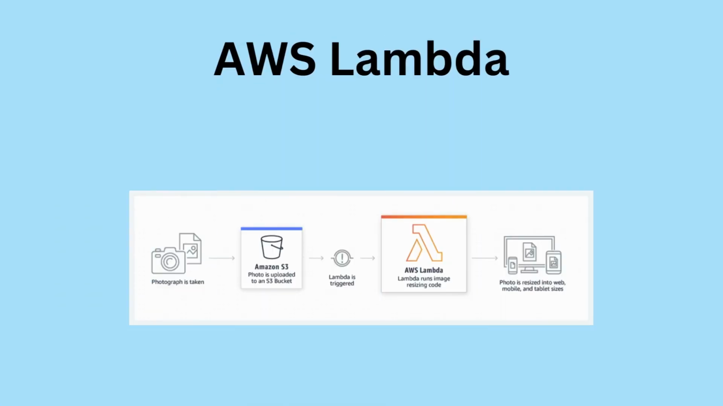Moving on, we have AWS Lambda Compute Domain. AWS Lambda is a serverless compute service that lets you run your code without provisioning or managing servers. Although primarily known for its function-as-a-service (FaaS) capabilities, Lambda also provides container image support, allowing you to run containerized applications in a serverless manner.